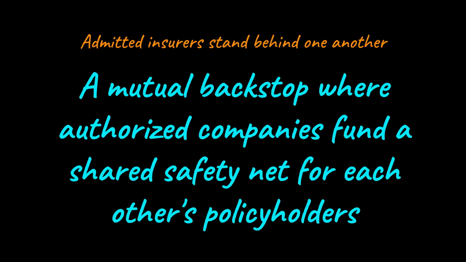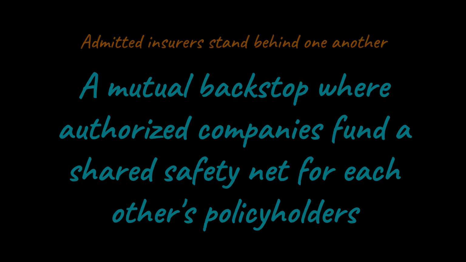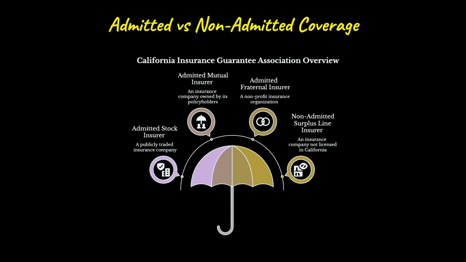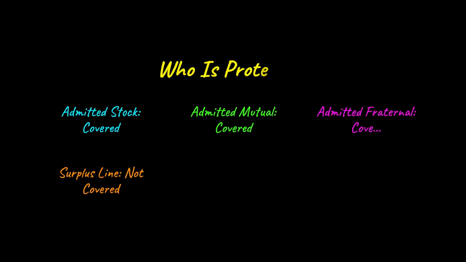Authorized, admitted insurers pay assessments into the association, so if one of them collapses, the others collectively cover its policyholders' claims up to statutory limits. Only admitted insurers pay into the association and only their policyholders are protected. A non-admitted surplus line insurer sits entirely outside this framework, so it neither contributes nor receives coverage.